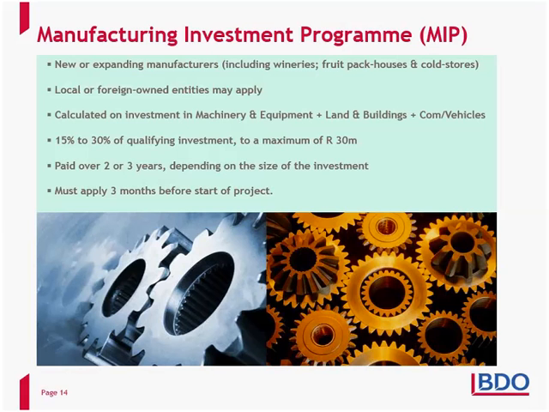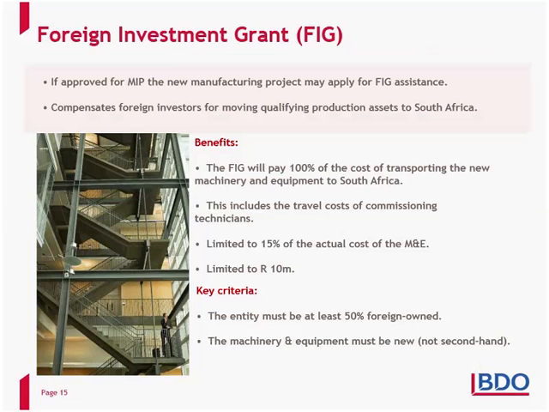The MIP grant is paid over 2 or 3 years, depending on the size of the investment, and applicants must submit their applications at least 3 months before the start of the project, meaning 3 months before a new asset is taken into commercial use. If approved for the MIP, the new manufacturing project may apply for foreign investment grant assistance. This incentive scheme compensates foreign investors for moving qualifying production assets to South Africa.